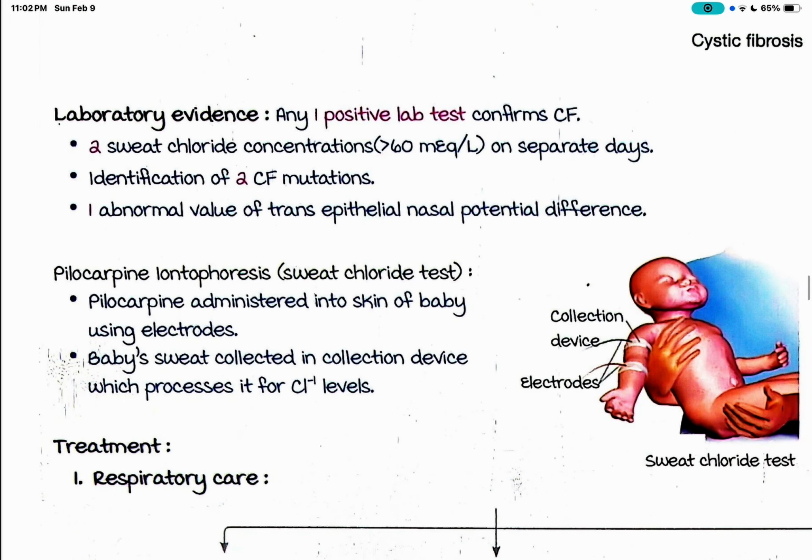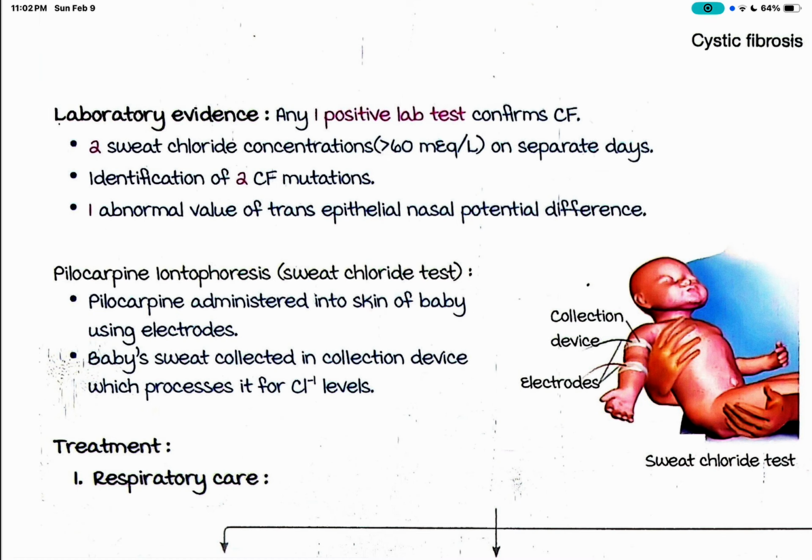Laboratory evidence: any one positive lab test confirms cystic fibrosis. Sweat chloride concentration more than 60 milliequivalents per liter on two separate days. Identification of two cystic fibrosis mutations. One abnormal value of transepithelial nasal potential difference.